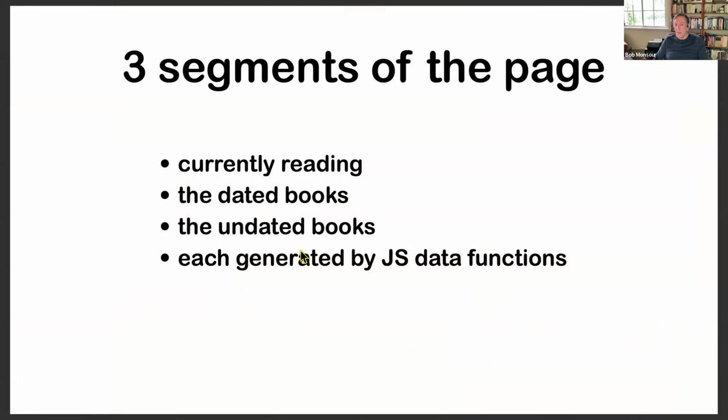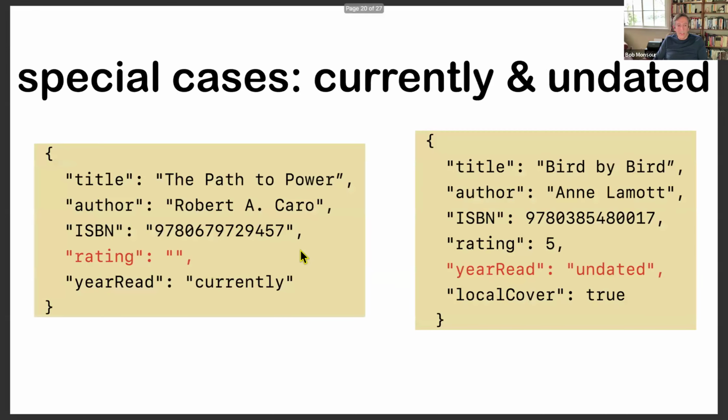So we talked about the three different segments of the page: the currently reading, the dated books, and the undated books, and each of those are generated by those JavaScript functions that I showed you. A couple of special cases here. If the rating is blank and the year read is currently, you'll notice on the books page that the currently read book doesn't have a rating yet because I'm still reading it. That's one special case. The other special case is the undated books, so I can group all of those together.